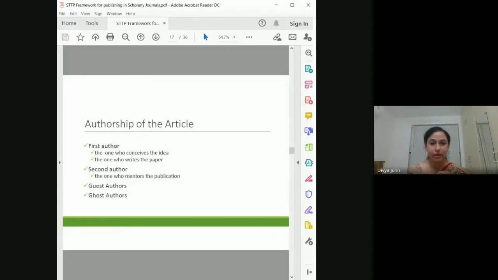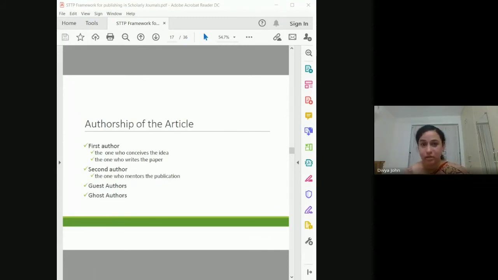Authorship is again a place that has a lot of conflict, especially among the research community. I'm sure all of you would have a doubt: who is the first author? I would say that the first author is the one who conceives the idea, and also the author who writes the paper. The second author is the one who actually mentors the publication. But there are problems when it is conceived by one person and the writing is done by another person. That's when we have problems.